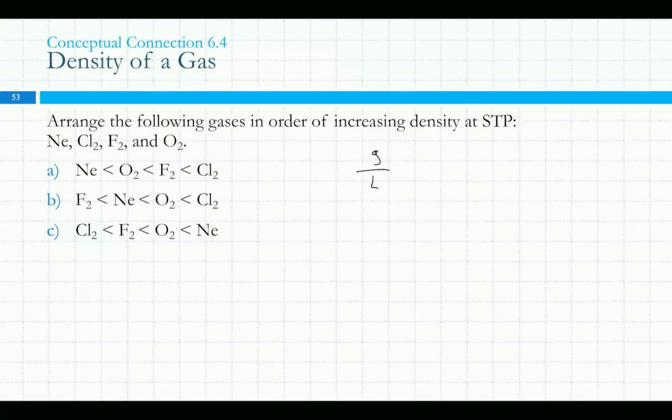So what's going to have the highest density? Whatever weighs the most. So if we assume 1 mole, because remember at STP, 1 mole of gas will have the same volume. So we're comparing the same things. So if I have 1 mole of oxygen, how much would 1 mole of oxygen weigh in grams? About 32 grams, O2. What about F2?